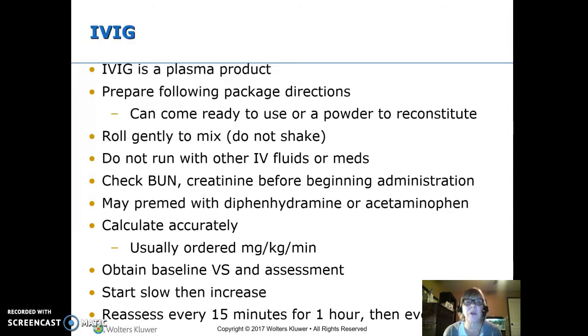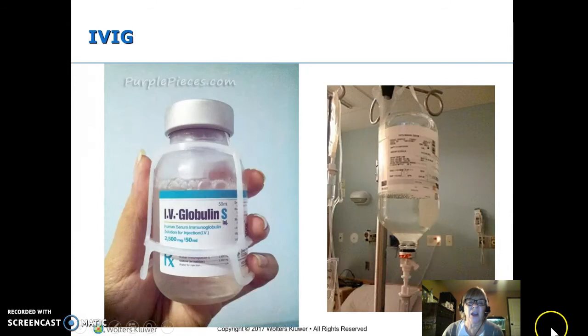They can plug up the kidneys, so we need to know the kidneys are functioning, so BUN and creatinine before you give them. Pre-medicating, not everybody does well with them, so some acetaminophen, diphenhydramine can be used. Most of the time the order is going to be milligrams per kilo per minute, and like any other blood component, baseline vitals and assessment, and start slow, then increase. And usually it's reassess every 15 minutes for an hour, and then every 30 minutes. Know your policy though.